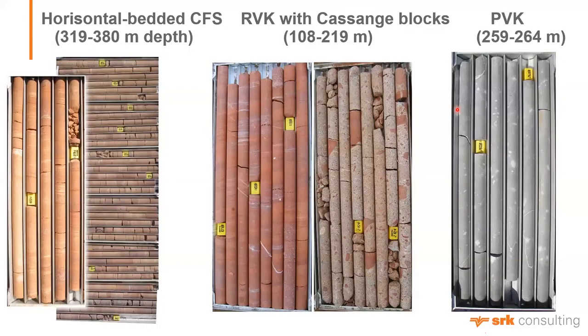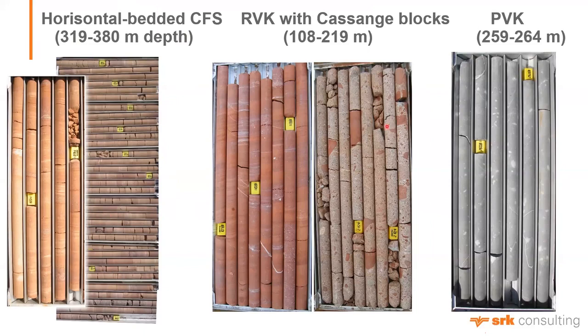When you drill these kimberlites, this is the kind of rocks you see. The horizontal bedded crater facies sandstones. We've seen some stuff like this. This particular section is in fact 320 to 380 meter depth. Think about that for a moment.